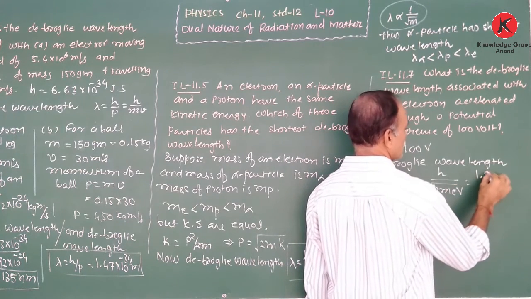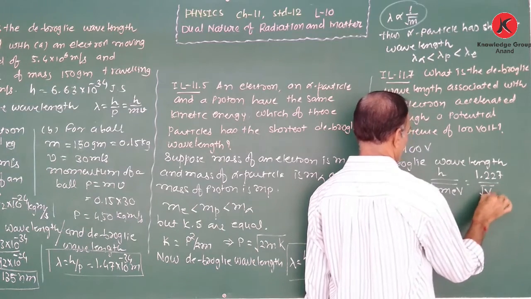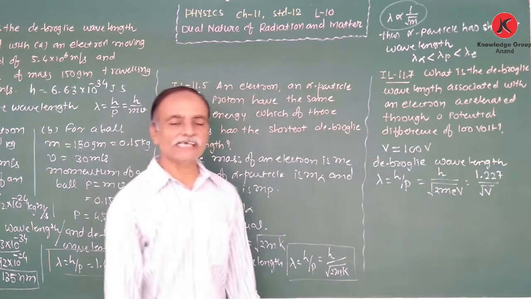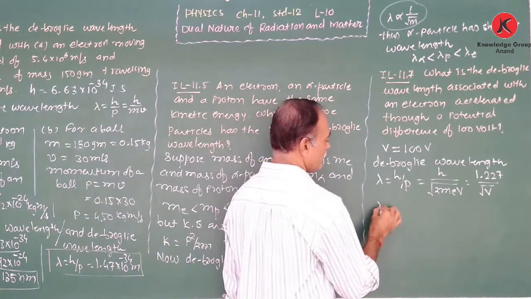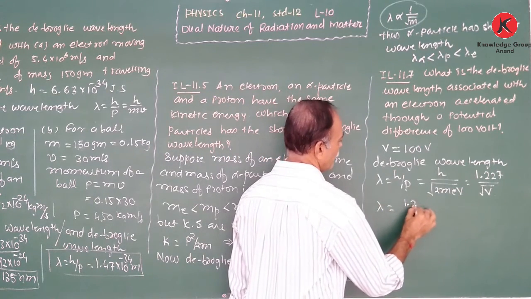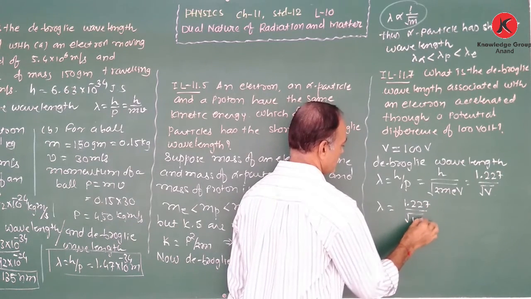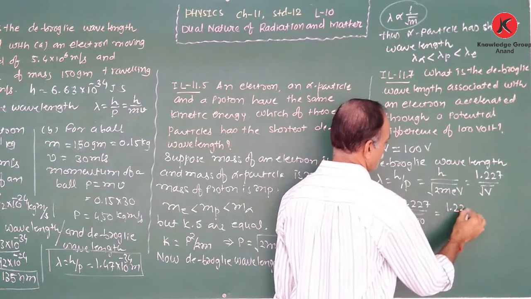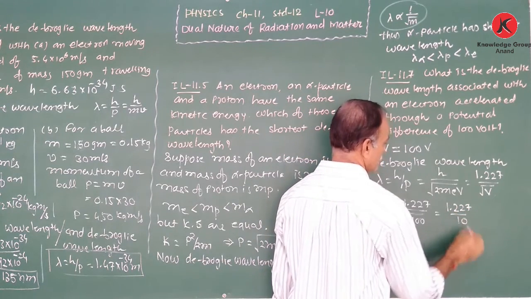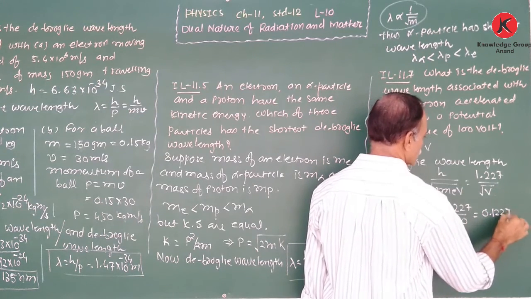And we also have another form of this equation: 1.227 upon under root of V. Voltage is given, 100 volt. Therefore, the de Broglie wavelength is 1.227 upon under root of 100. Square root of 100 is 10. Therefore, 1.227 by 10, that means 0.1227 nanometer.